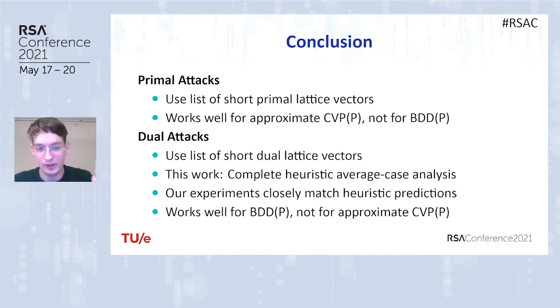where the primal attack is better. Our contribution is a complete heuristic average case analysis of the dual attack, which has not really been done before for CVP. It was mostly done for learning with errors, for instance. We also did experiments with this approach, and these experiments closely match our heuristic predictions. It's not even just close, we can almost exactly tell you the cost for dimension 80. Our theory is very close to our heuristic predictions. So this is just the high level results in our paper.